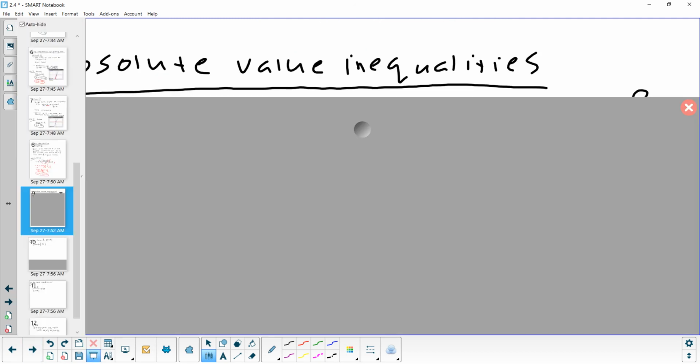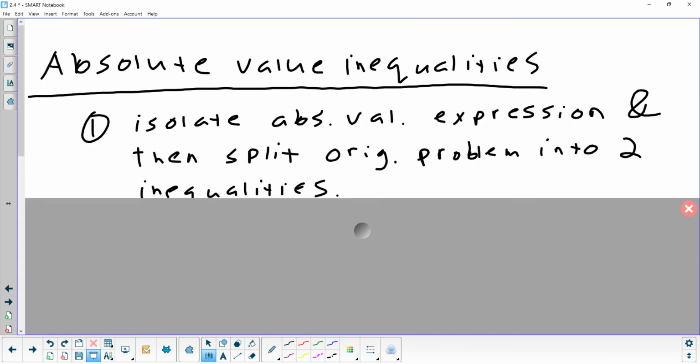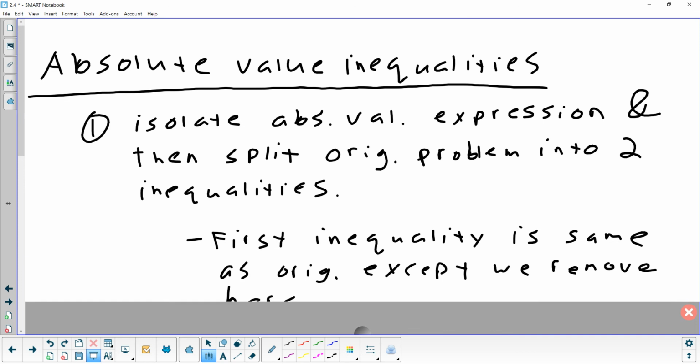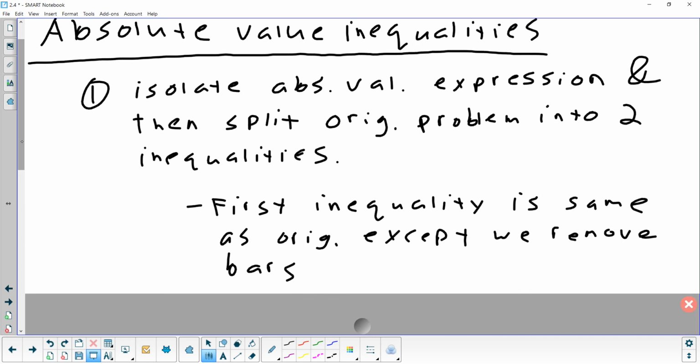Let's look at the last thing. The last thing is solving an absolute value inequality. Very similar to solving an absolute value equation. Step 1, get the absolute value expression by itself. You have to isolate it. Then, split it into 2 problems. This step is exactly the same as yesterday. The first problem that we split it into is the same as the original, except just take out the absolute value bars.